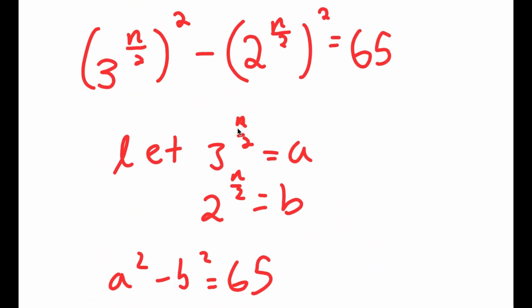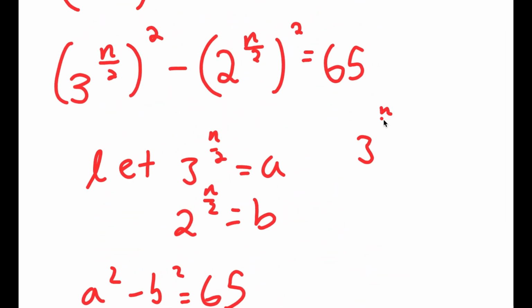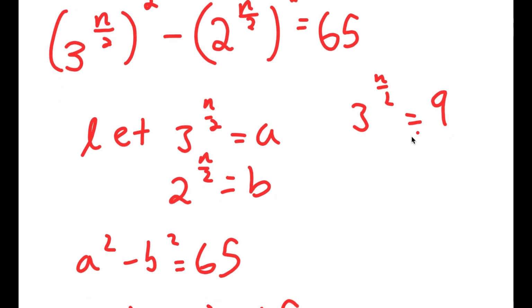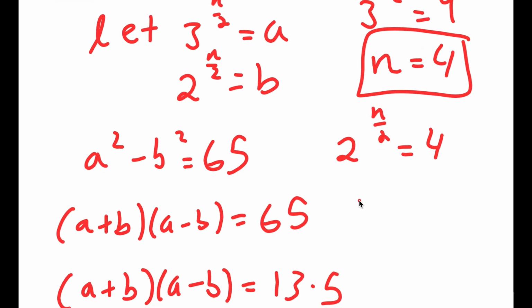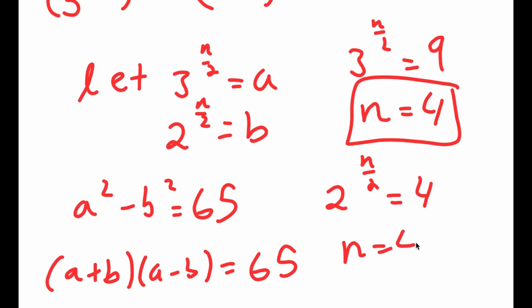Now remember how we let a equal 3 to the power of n over 2. So 3 to the power of n over 2 equals 9, meaning n is equal to 4. And 2 to the power of n over 2 is equal to 4, meaning, again, n is equal to 4. So this is my solution.